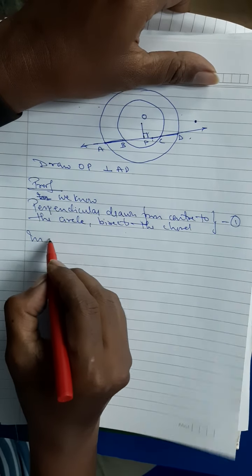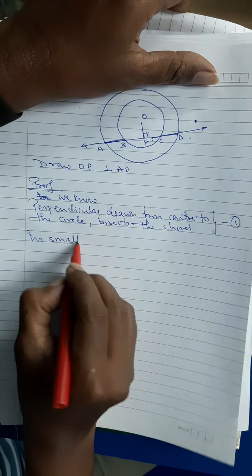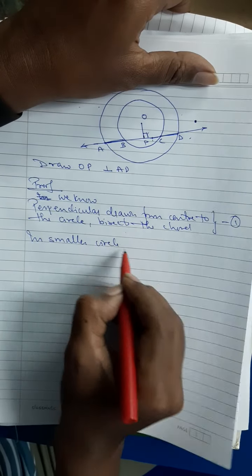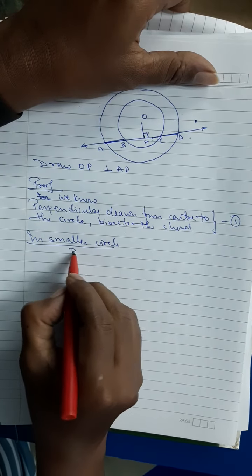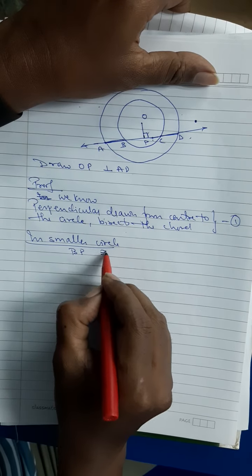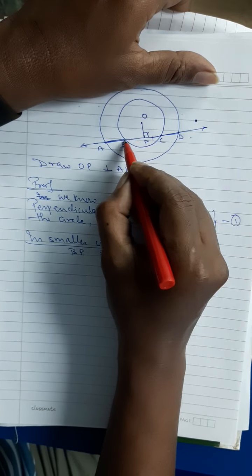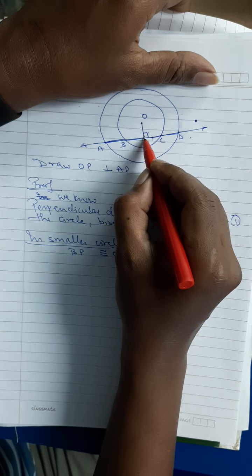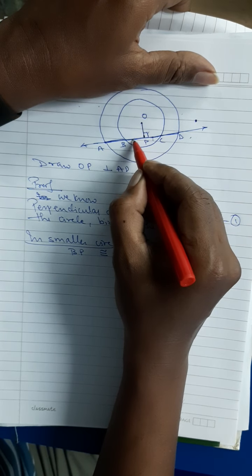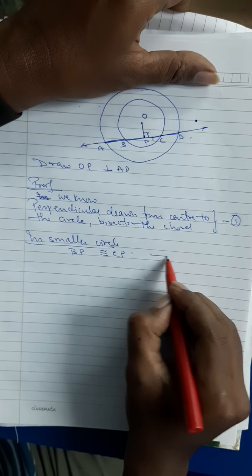In the smaller circle, we will get BP is congruent to CP, right? Because this is the chord, perpendicular drawn from center of the circle to the chord will bisect the chord, so BP will be equal to PC. This is your 2.